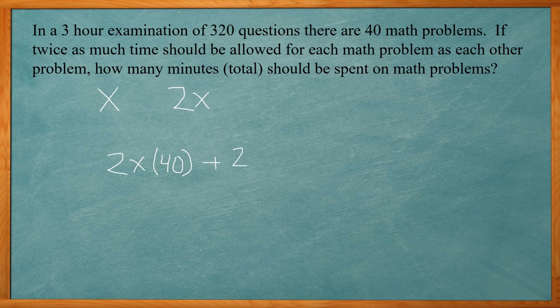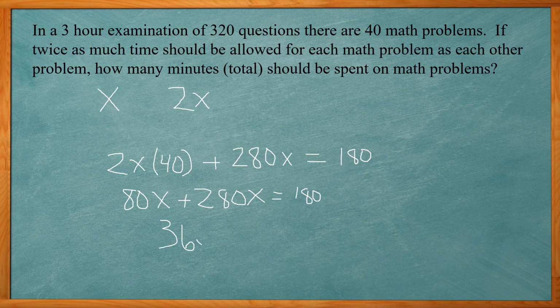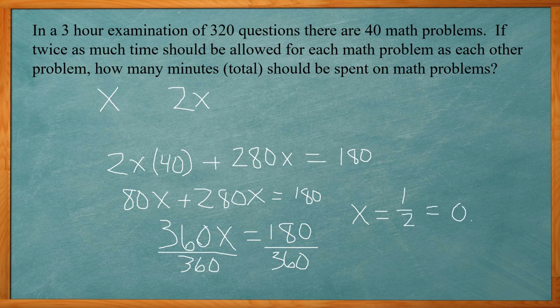So that leaves 280 of the other type that we'll spend x minutes on. That needs to add up to the 3 hours, which is 180 minutes, 60 times 3. Then I'm going to multiply this out. 2x times 40 gives you 80x, and the plus 280x equals 180. Combine like terms, 80x plus 280x equals 360x. And then to get the x by itself, I'm going to divide by what's in front of it, so divide by 360. That gives me x equals 1/2 or 0.5. So that's basically half a minute.